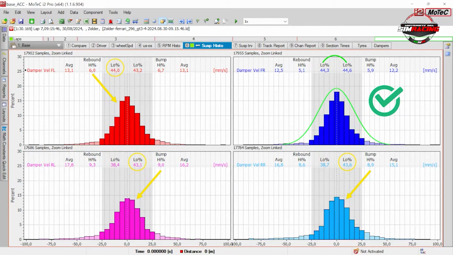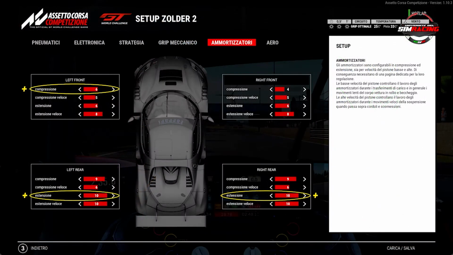The left side histogram, however, shows slightly higher extension values and a subtle visual imbalance towards rebound, what we'd call a rebound bias. Moving to the rear axle, this is where adjustments are most needed. The zero node is very low, indicating either an overly soft spring or dampers that aren't stiff enough. On top of that, the histogram shows higher compression values, suggesting a bump bias.